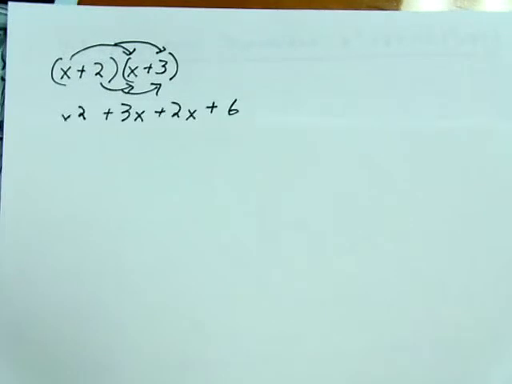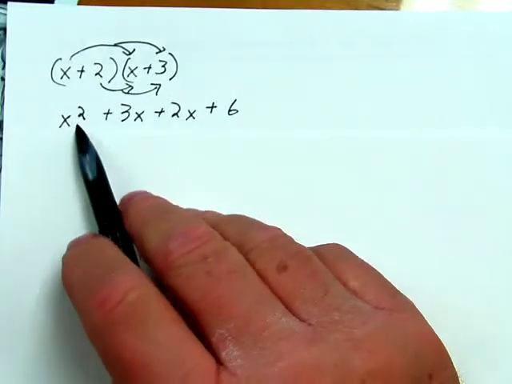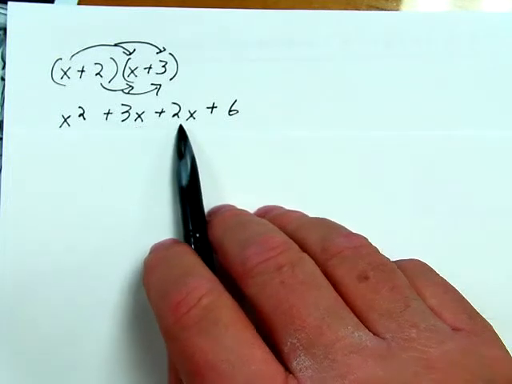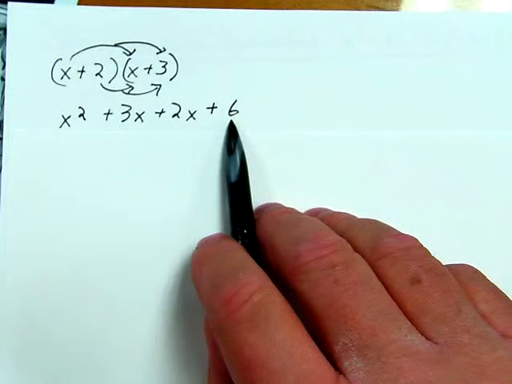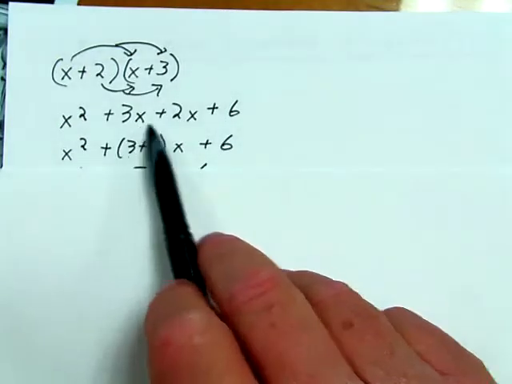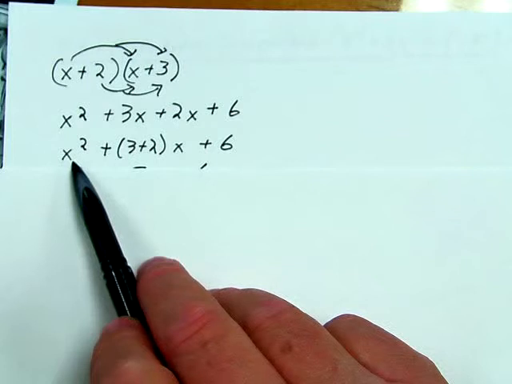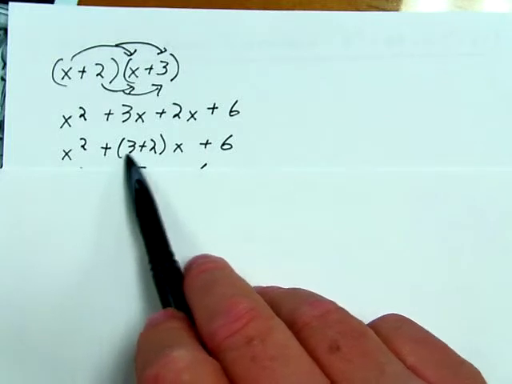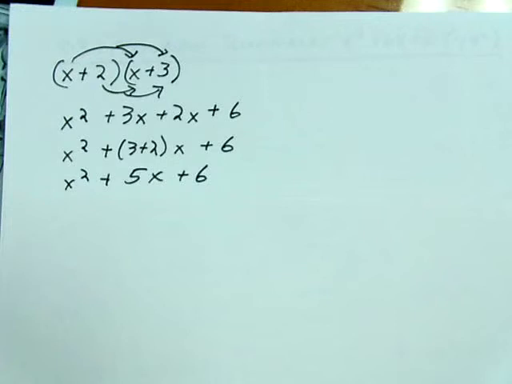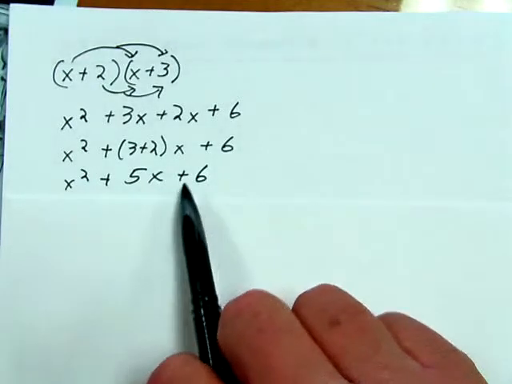I use my arrows and multiply it out, and I get x squared from the first terms. The outer terms are 3x, the inner terms are 2x, and the last term is 6. I notice that the x terms are like terms, so I combine them: 3x plus 2x, which gives me x squared plus 5x plus 6.